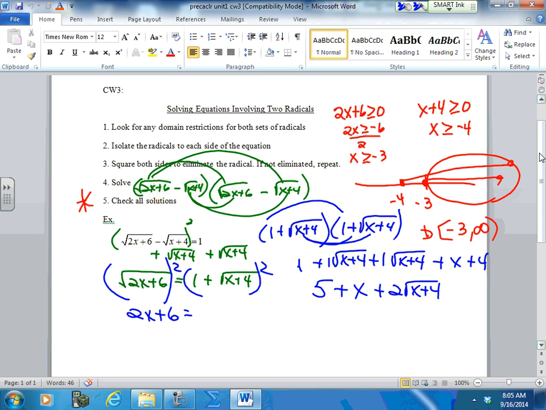Okay. 1 plus 4. Okay. So we've got a 5 plus x plus 2 of these guys. Now, same thing. Isolate the radical. Let's move everything else off to the other side. Subtract 5, subtract x.